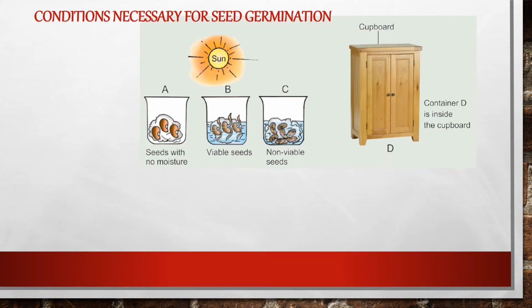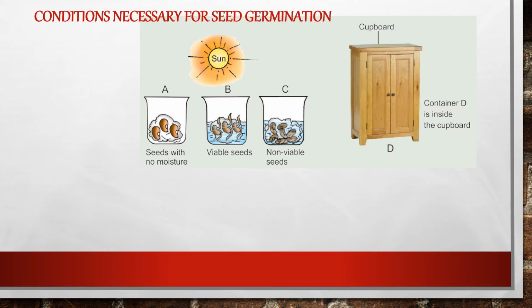So let's look at the conditions necessary for seed germination. Here we have four setups. The first one, A, we have put seeds in a container but with no moisture. No moisture means what? Without water. And then in B, we have put viable seeds in a container with water, or with moisture. On C, we have put non-viable seeds.